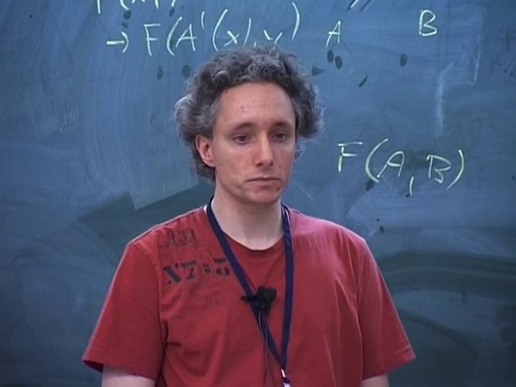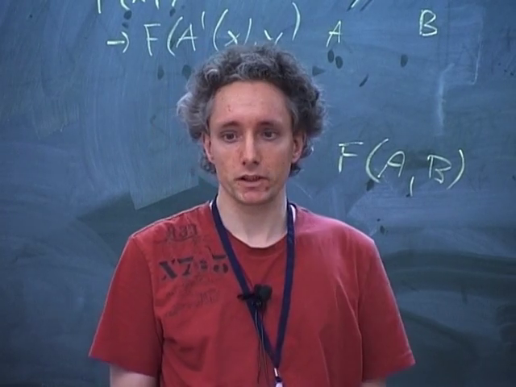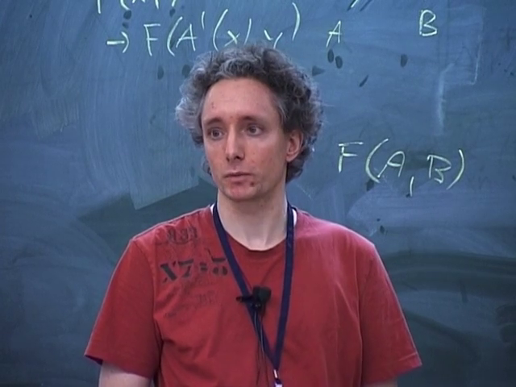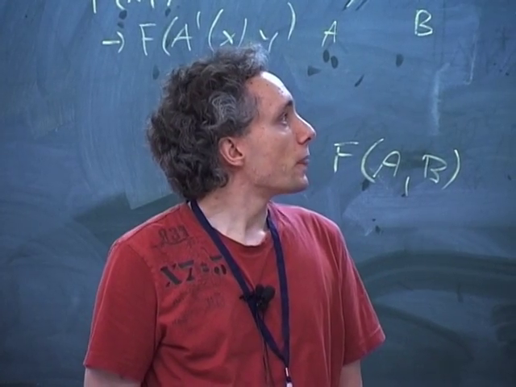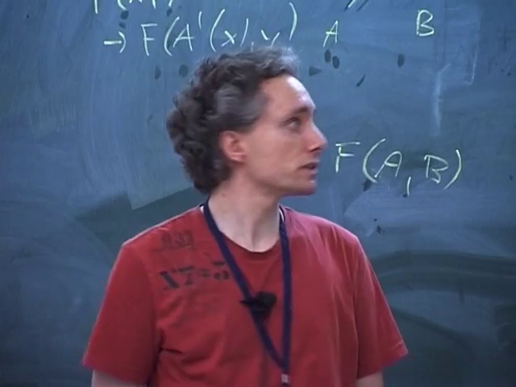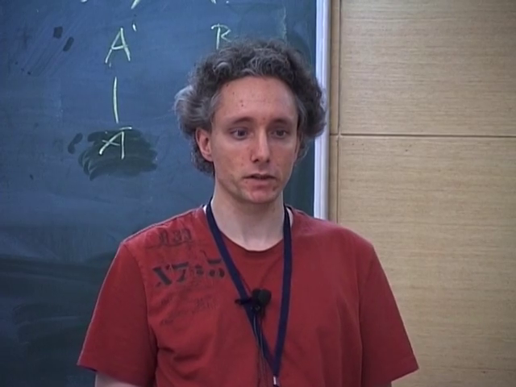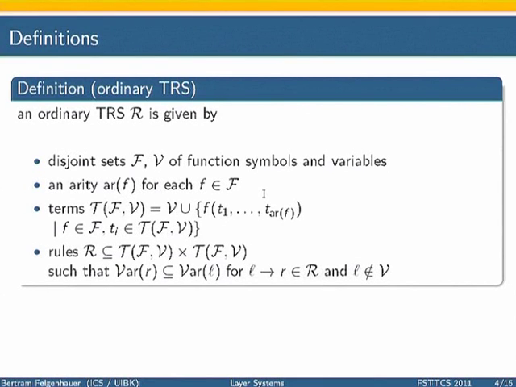And then we can construct terms over this signature inductively in pretty much the obvious way, that is, each variable is a term, and F applied to a number of terms given by its arity is, again, a term. And then we can define term rewrite systems as a set of rules that have a left-hand side and a right-hand side, each of which is a term. And we require that the variables that occur on the right-hand side also occur on the left-hand side, and that the left-hand side is not a variable.